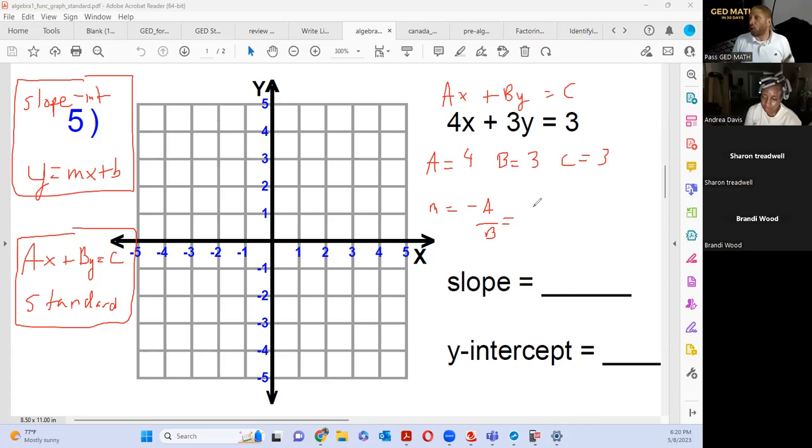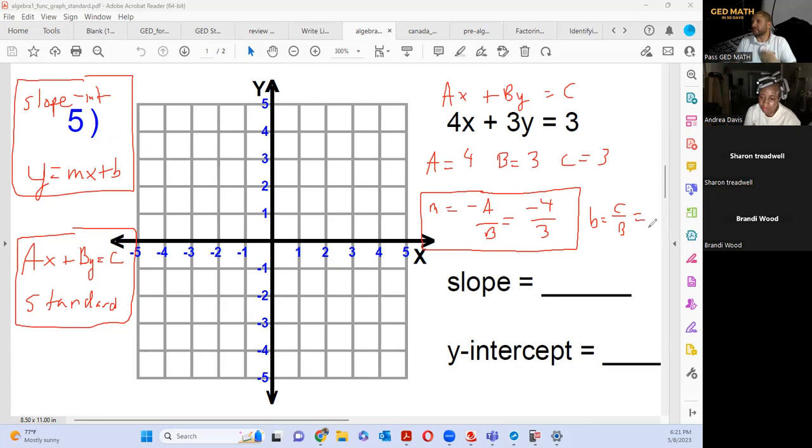If a is 4, what's the opposite of a? -4. What's b? 3. So my slope of this line is what? -4 over 3. So you found the slope from this equation. The second thing you're going to do is find the y-intercept. b = c over b.